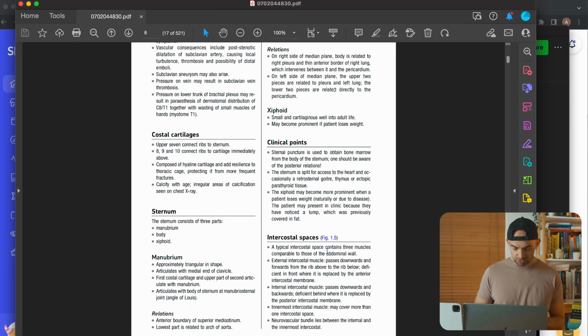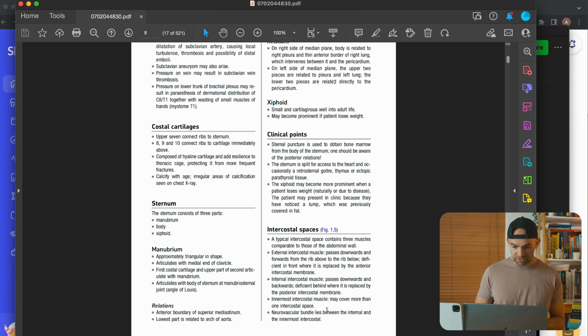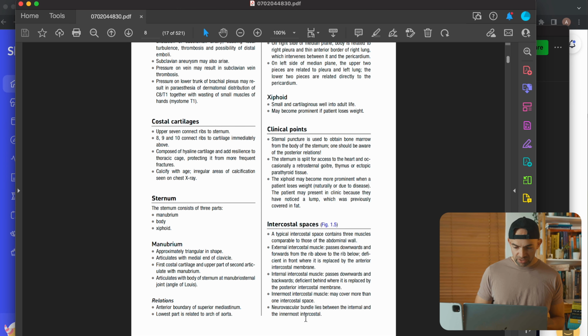So as we go through, I'm now looking at different things that I've highlighted that I might need to learn. We're starting to look at why the intercostal is important. Well, one thing here is the neurovascular bundle lies between the internal and innermost intercostal muscles. That's obviously clinically going to be really important if we're doing any procedures.